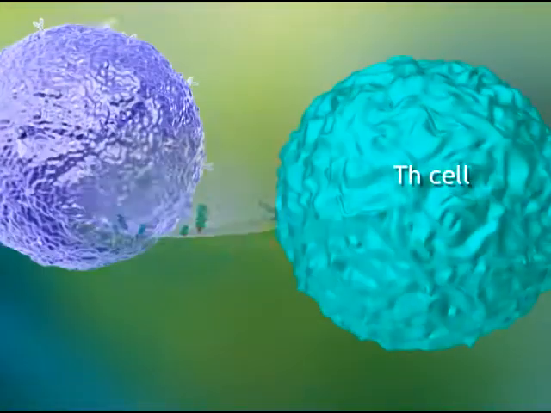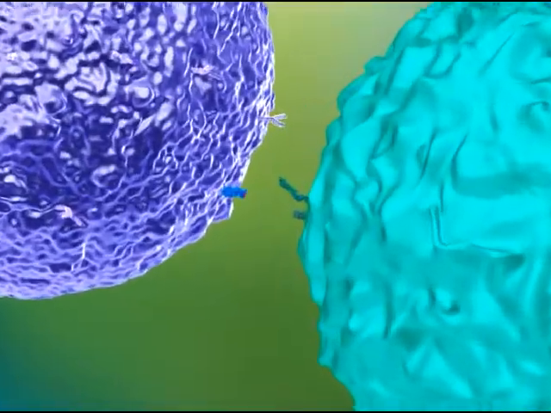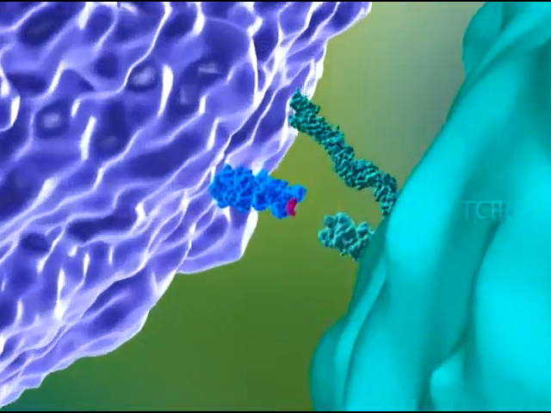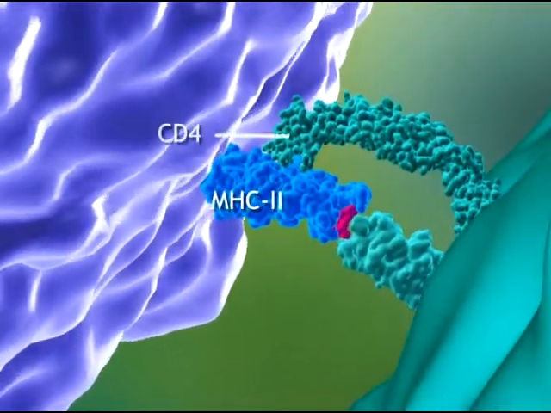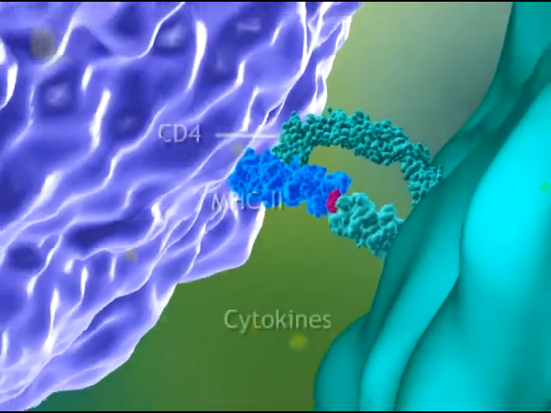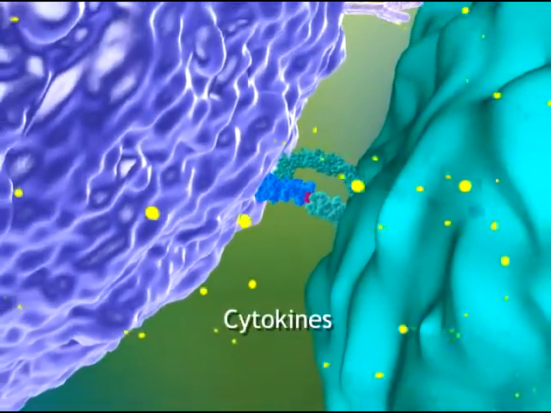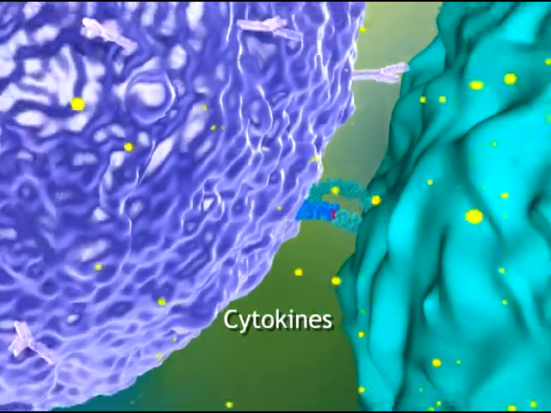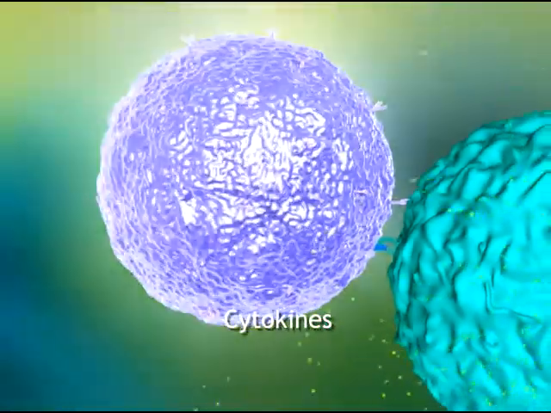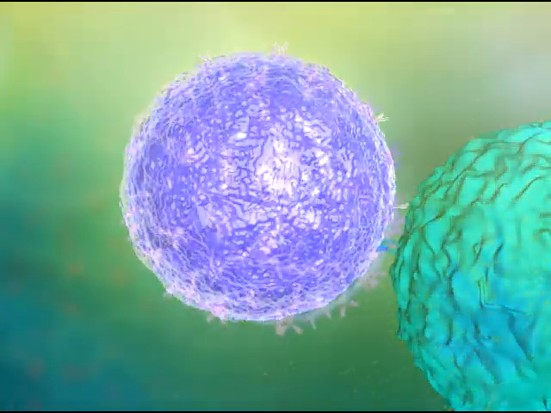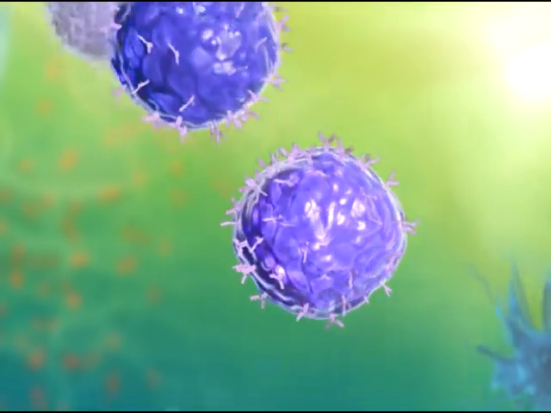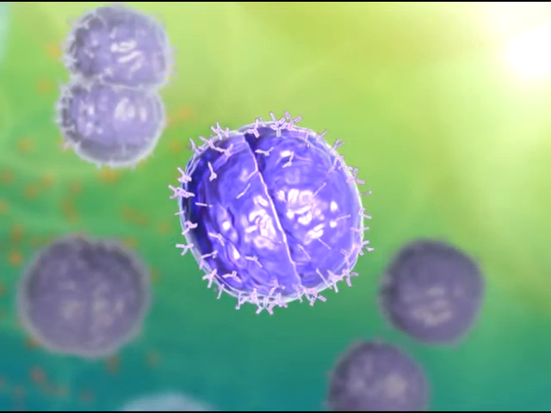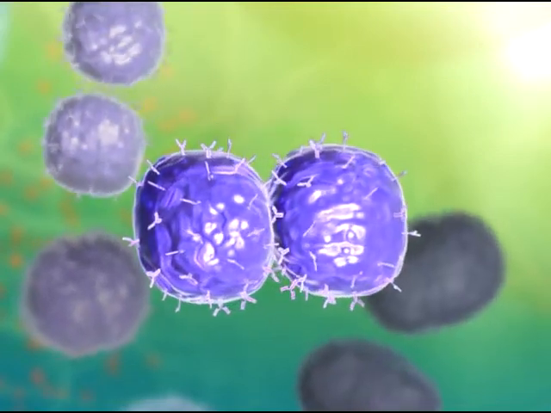Our mature helper T cell recognizes the rhinovirus epitope with its TCR and the MHC2 with its CD4. Then, the helper T cell secretes chemical messengers known as cytokines that activate the B cell. The B cell proliferates and differentiates in a process called clonal expansion, resulting in two types of cell.